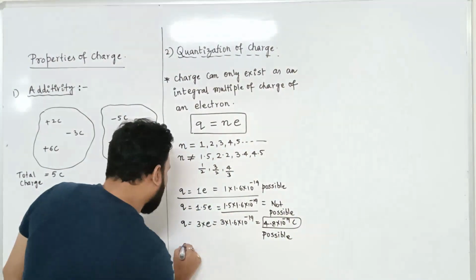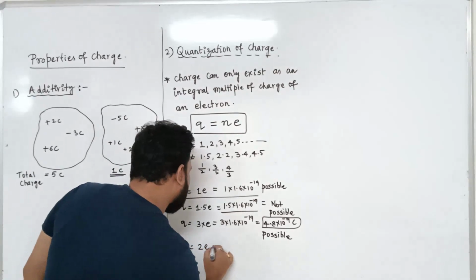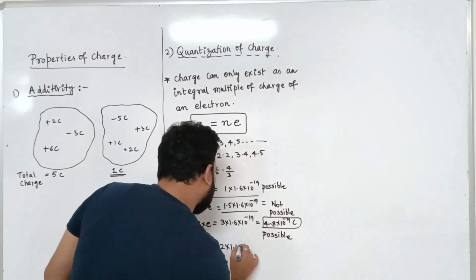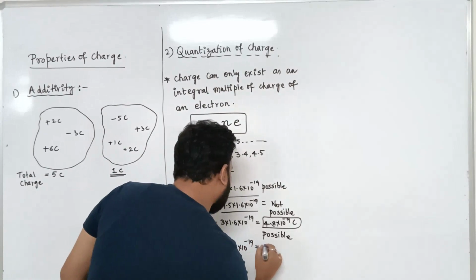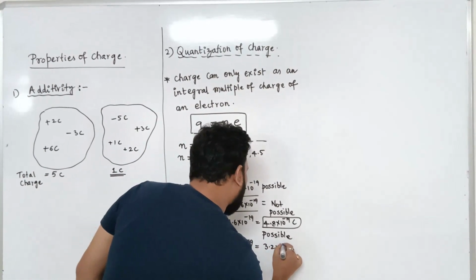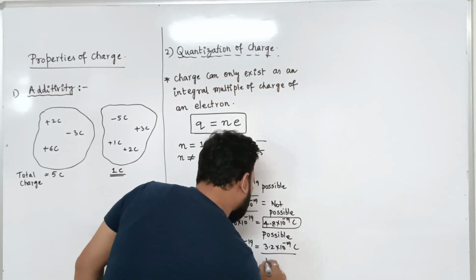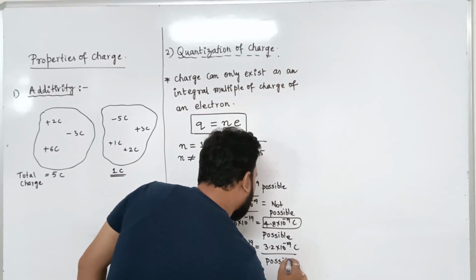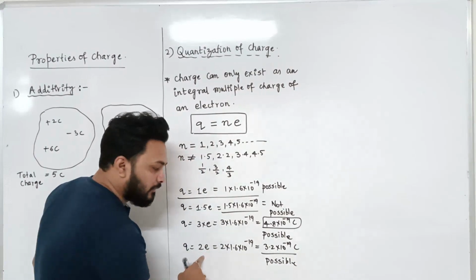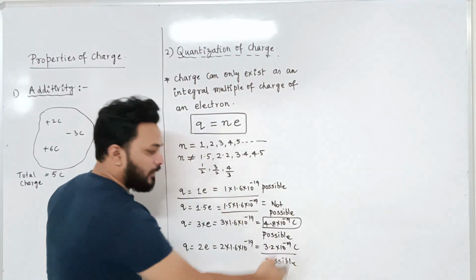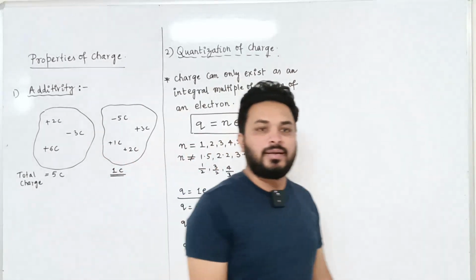Understood? Suppose Q equals 2 electrons. 2 into 1.6 into 10 to the power minus 19. 3.2 into 10 to the power minus 19 coulomb charge. This is also possible, no? Why? 2 electrons are transferring. So what is the charge coming out? 3.2 into 10 to the power minus 19 coulomb.